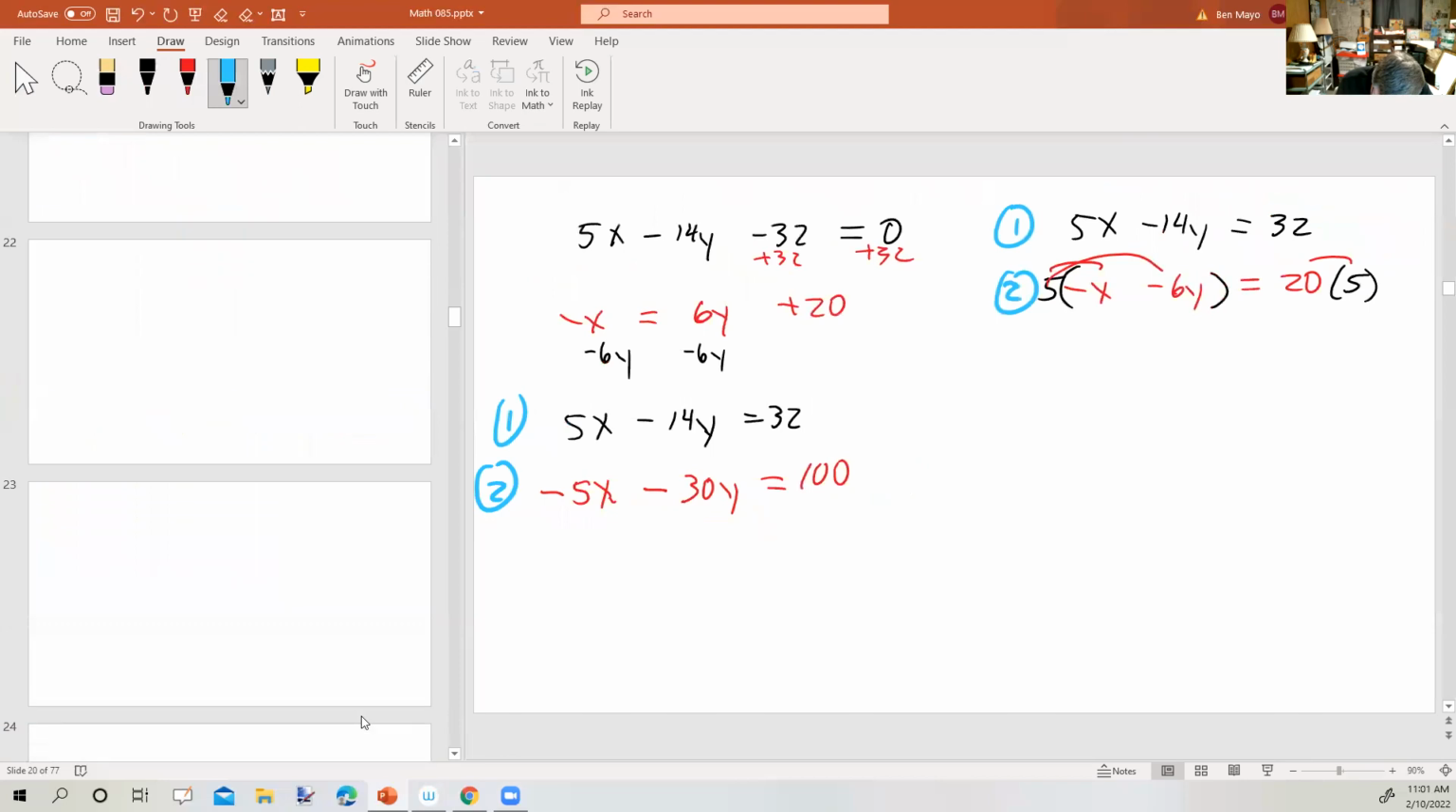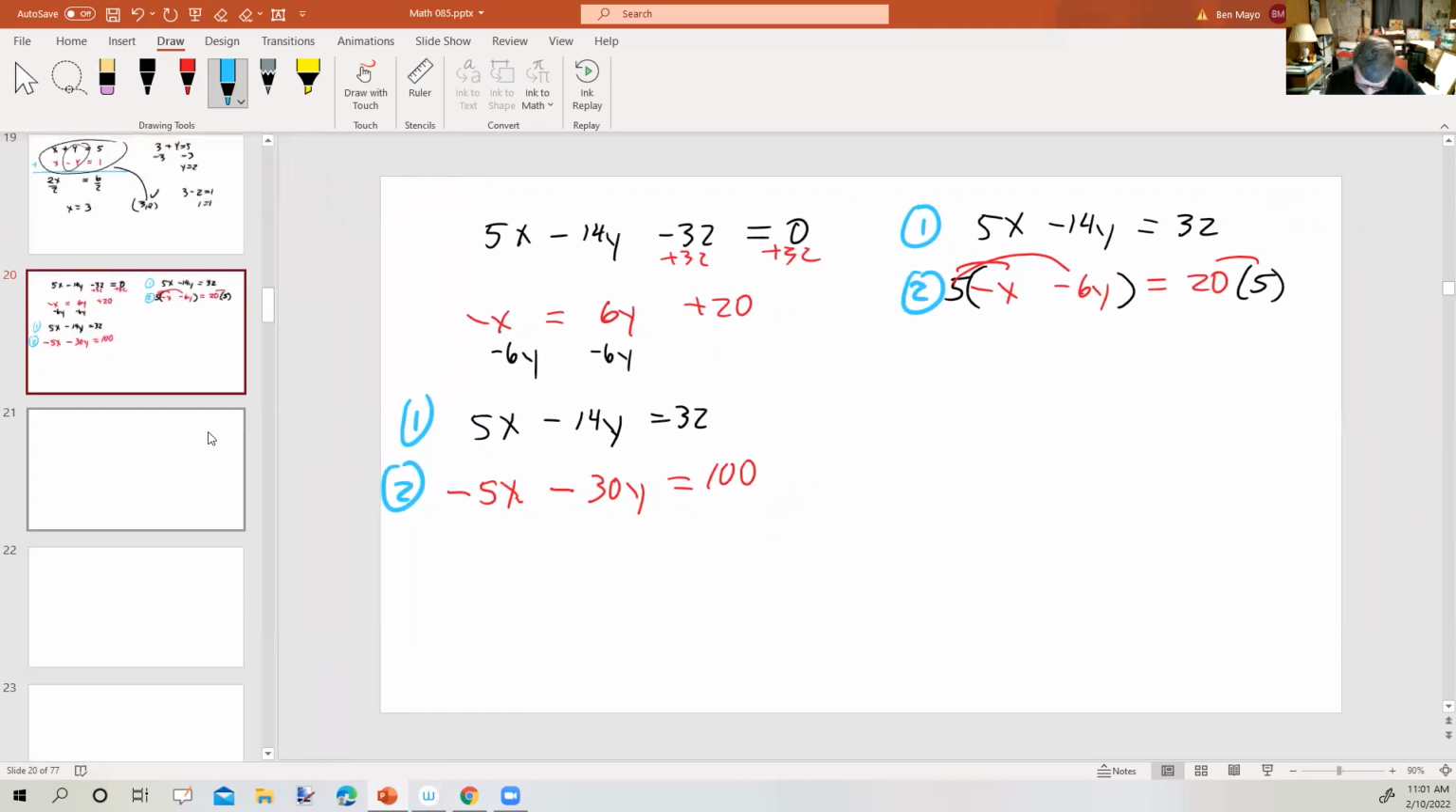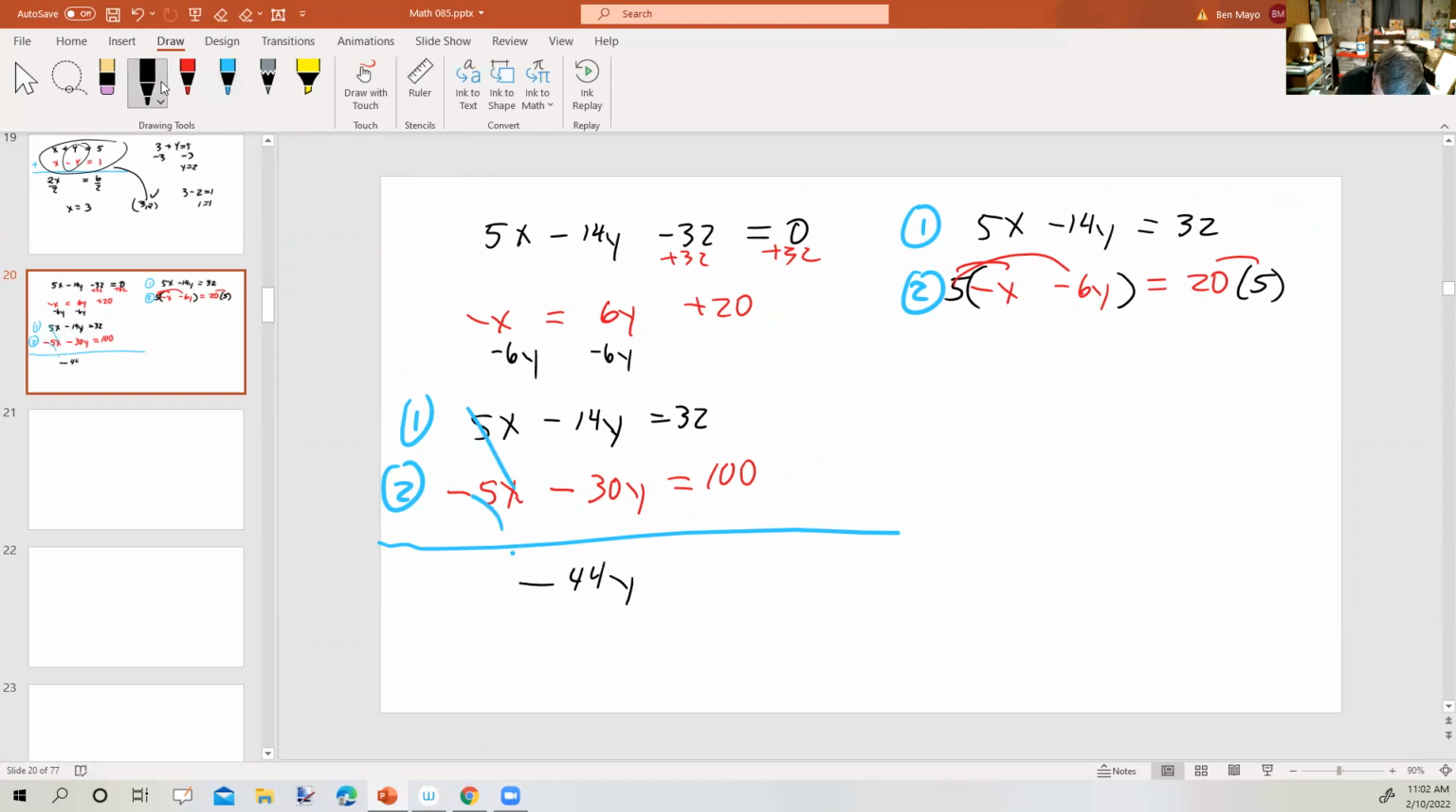I accidentally moved something, so now I've got to fix it here. Sorry about that. Okay. When I add these two equations together, what am I going to get? The x's are going to cancel, and I'm going to get negative 44y equals 132. You see how that happened? So that was a lot more work than that previous example, wasn't it? So maybe elimination isn't better than substitution. It kind of depends on what your original equations look like.